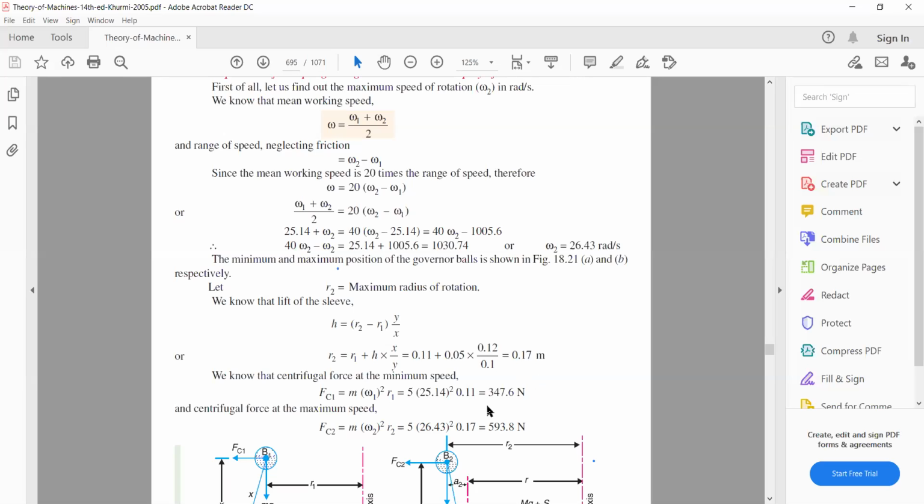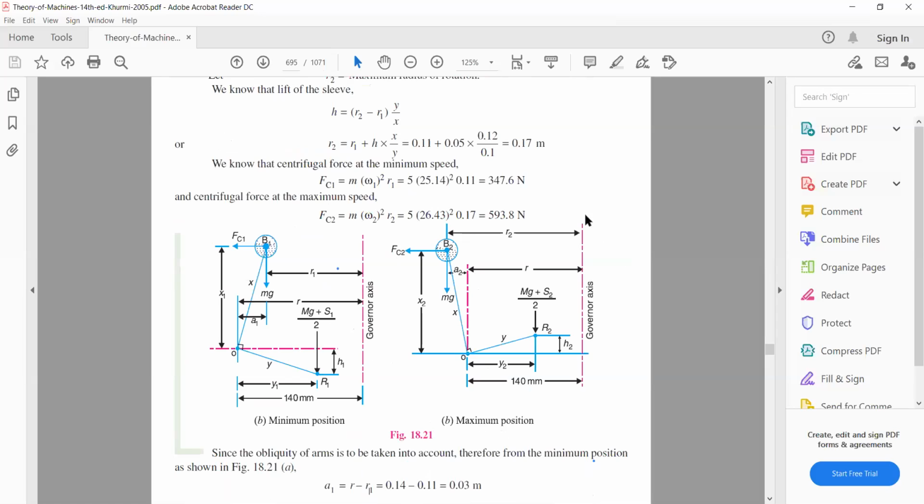FC1 value is 347.6 newtons. And similarly to find FC2, FC2 is m omega 2 square R2. When we make the calculation, it may come to 593.8 newtons. Now they have also drawn diagrams at the minimum position and the maximum position of the bell crank levers. In this, they have also represented the forces and their distances.